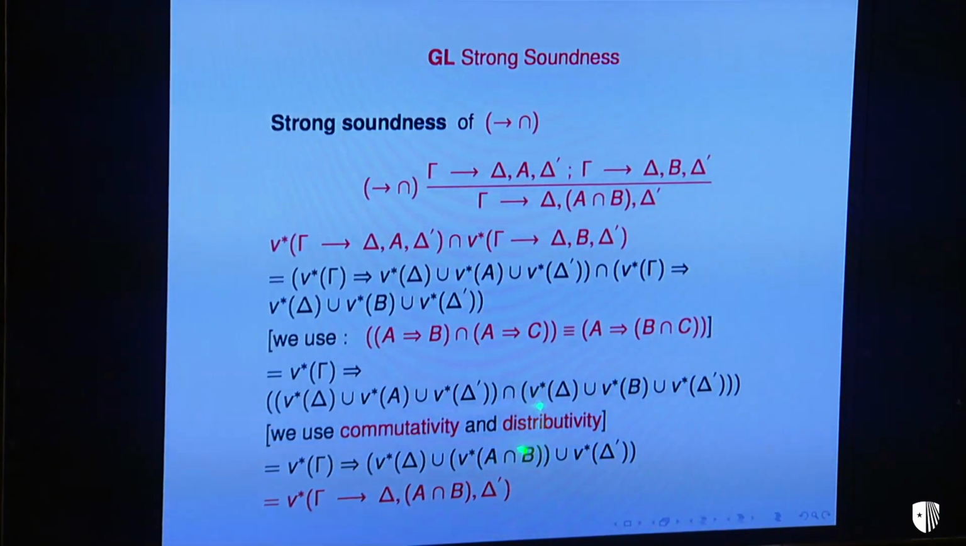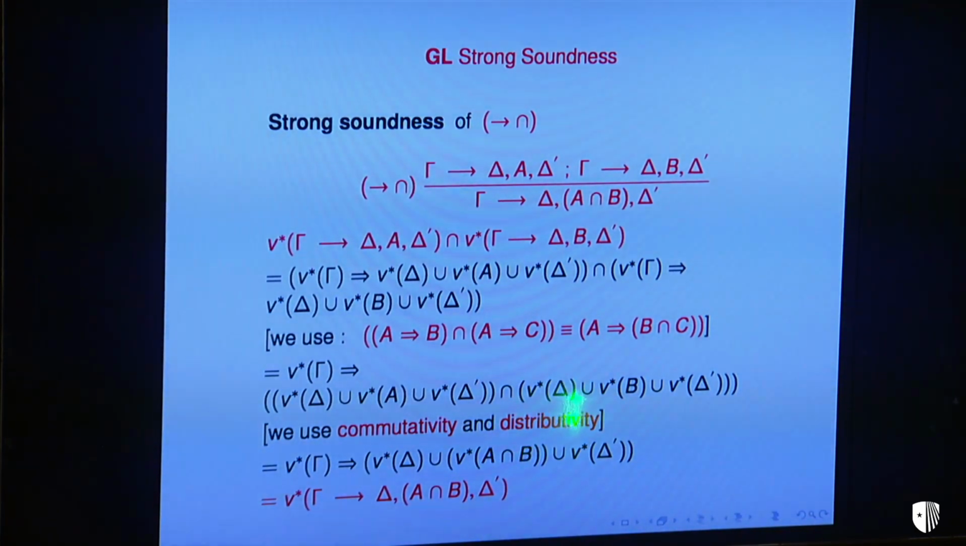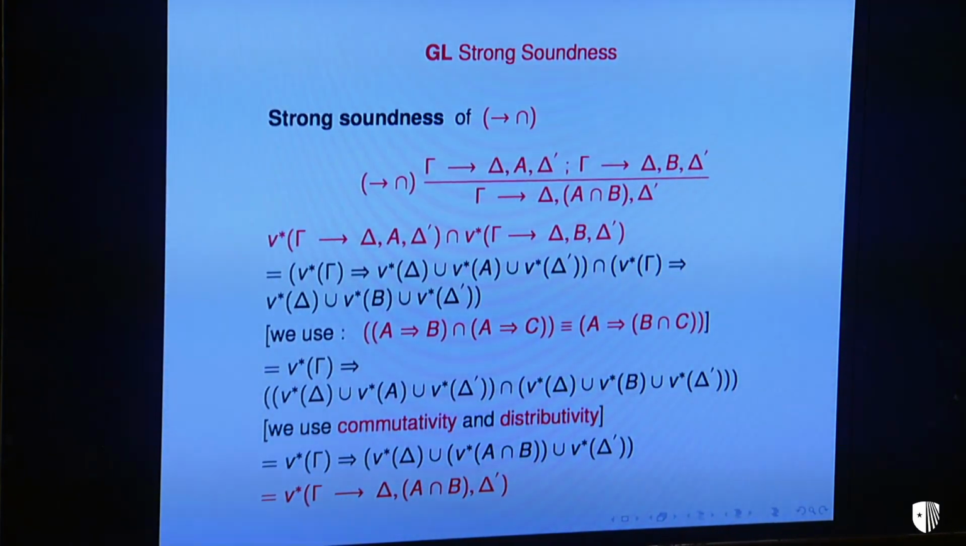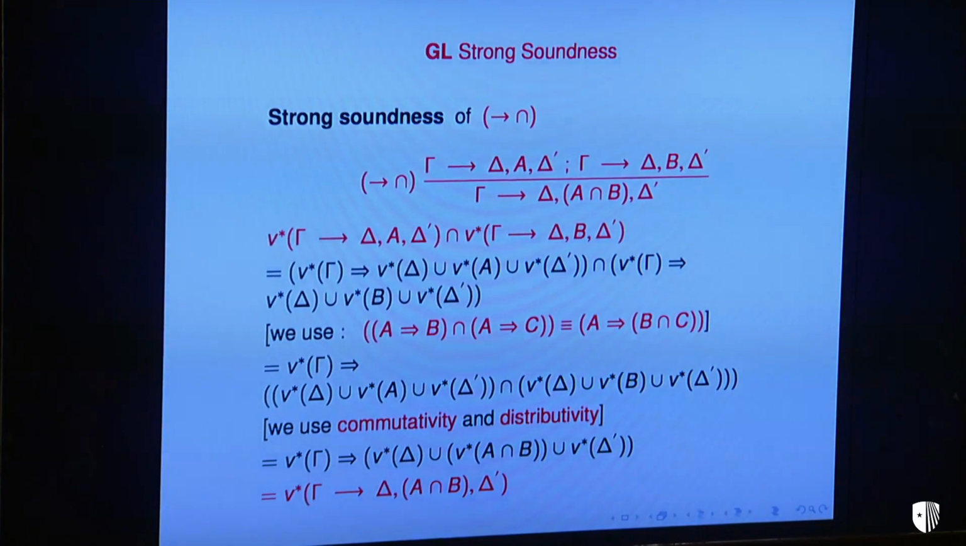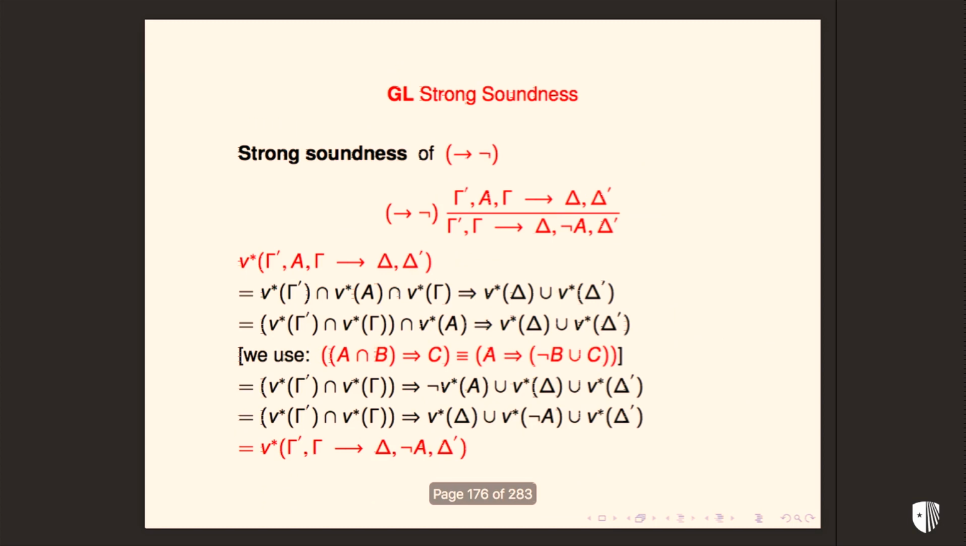Oh, here I have the distributivity, yeah. So this is B and C. And so I can prove that this is strongly sound. You use the commutativity here and distributivity. And here's even more complex. So spy with your little eye all the steps, why they are correct.